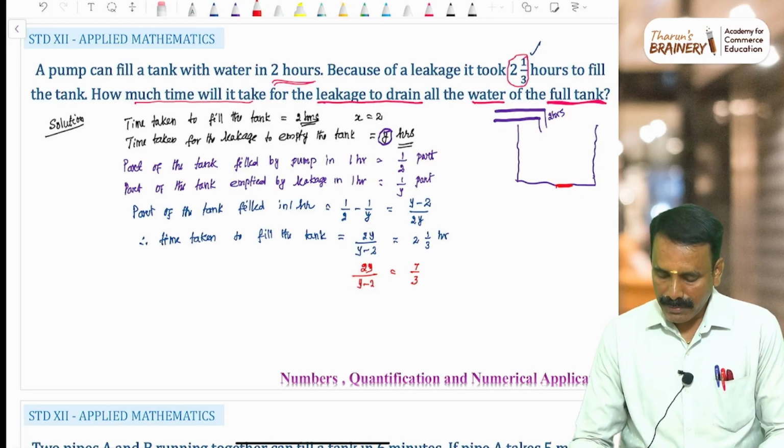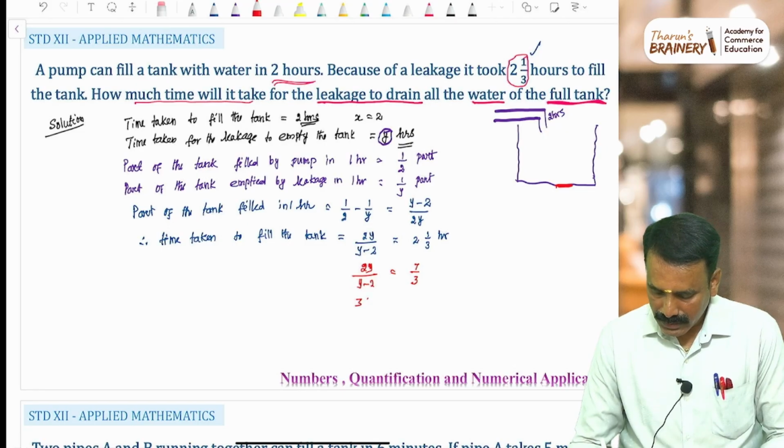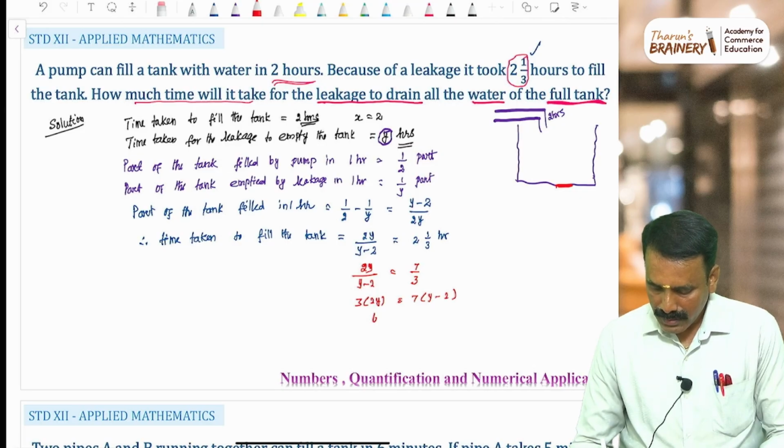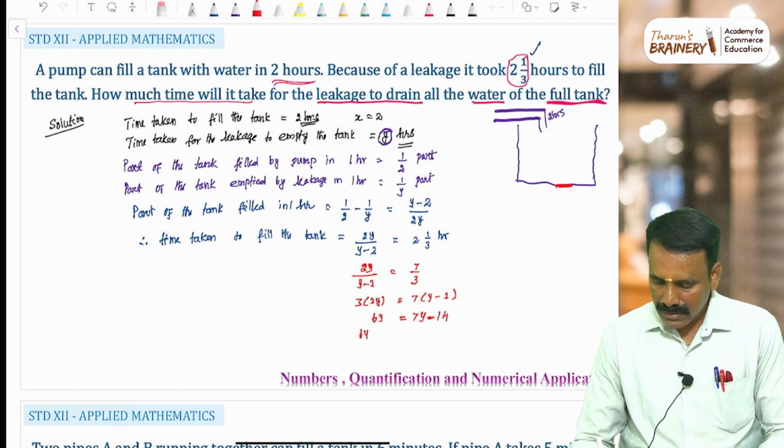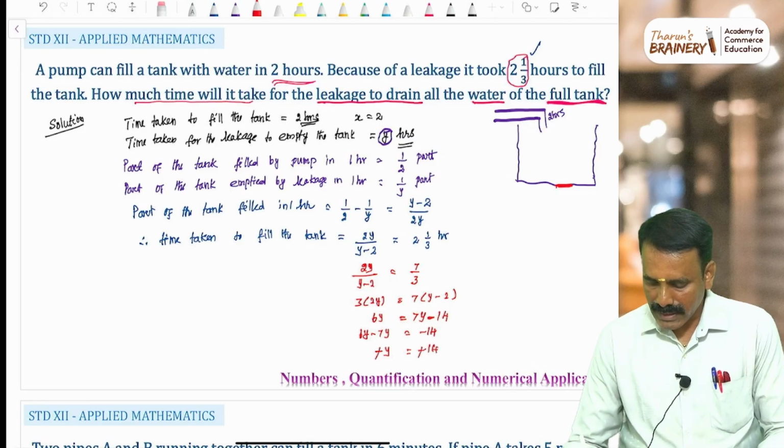So we try to cross multiply. When you cross multiply, it is 3 into 2y is equal to 7 into y minus 2. So 6y is equal to 7y minus 14. So we bring y term to the left hand side. 6y minus 7y is equal to minus 14. So minus y is equal to minus 14. So minus cancel. So y is equal to 14 hours.